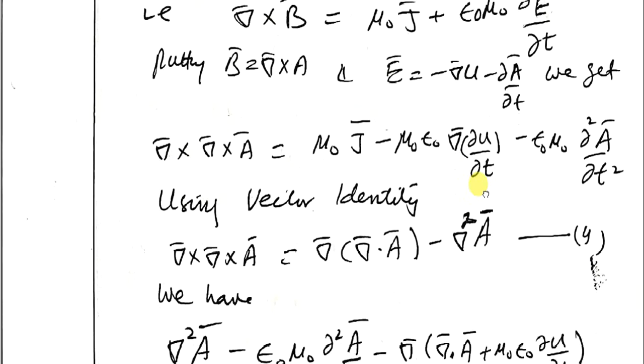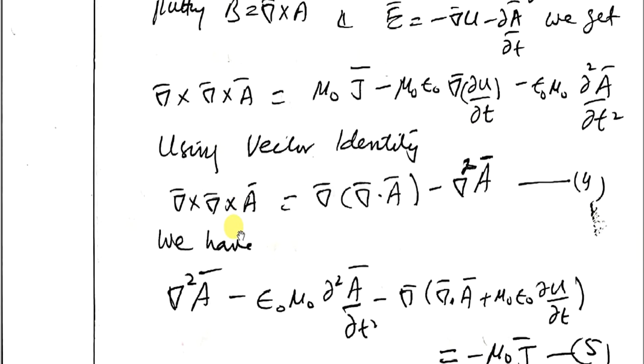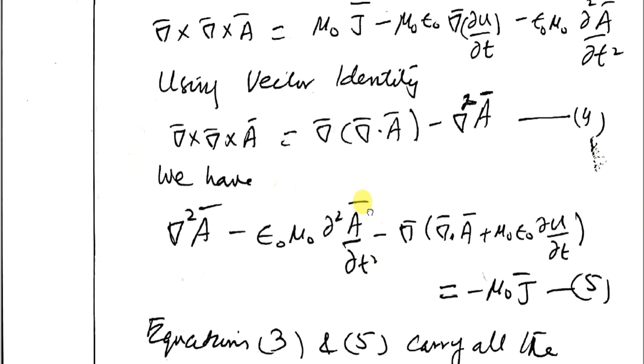Using the vector identity, curl of curl of A is equal to the gradient of the divergence of A minus del square of A. This is equation number 4. Putting that in the above equation and rearranging, we get del square of A minus mu naught epsilon naught delta 2A by delta T square minus the gradient of the divergence of A plus mu naught epsilon naught delta U by delta T is equal to minus mu naught J.